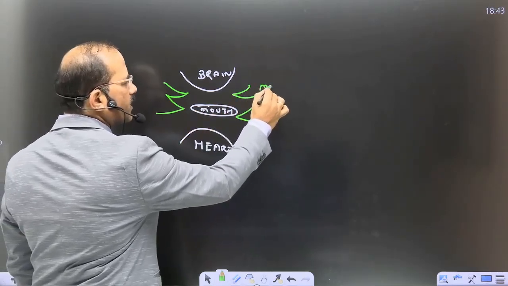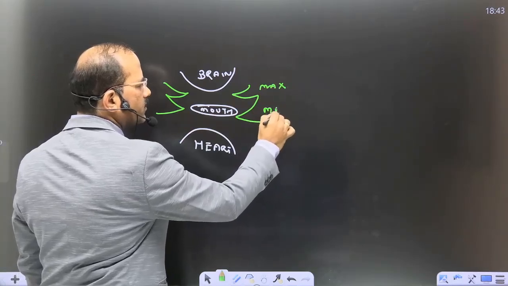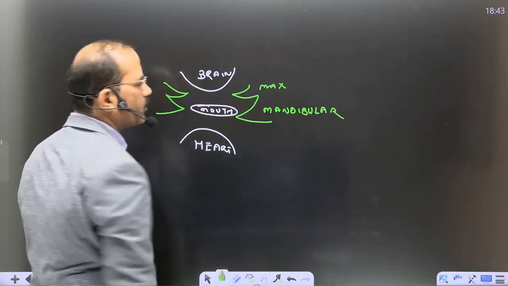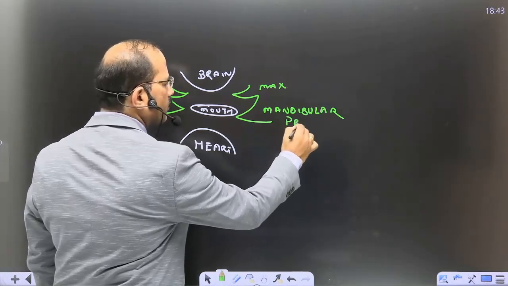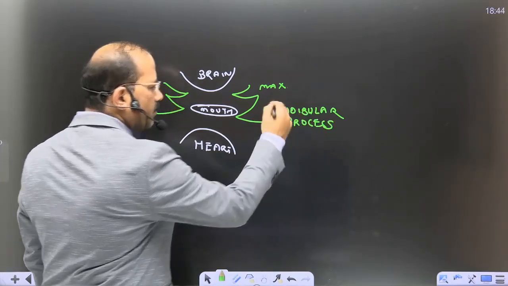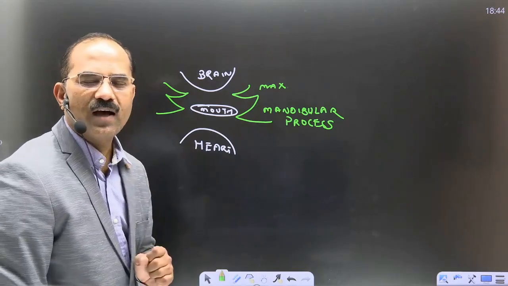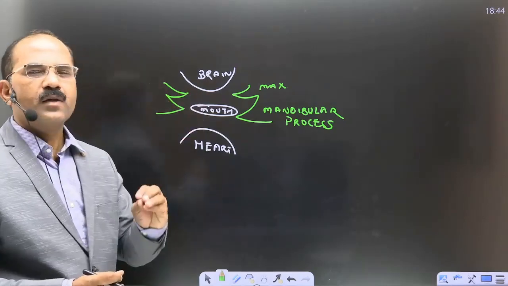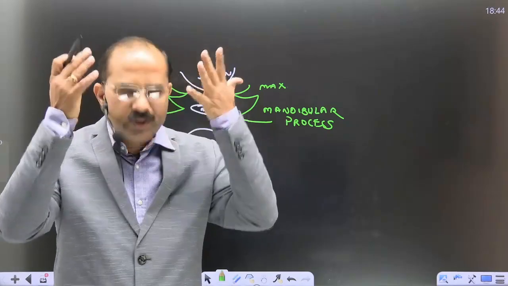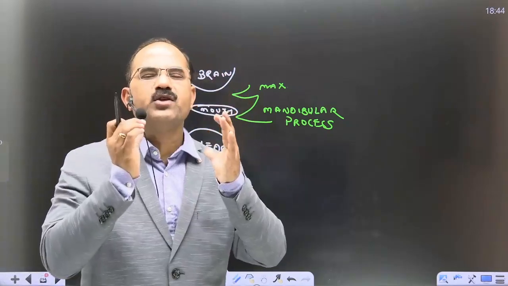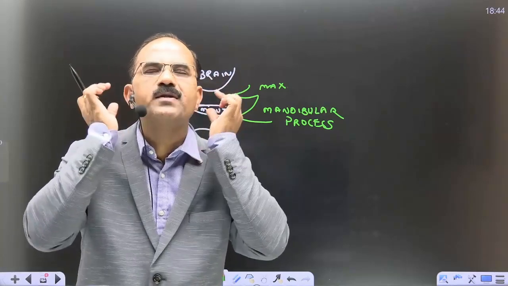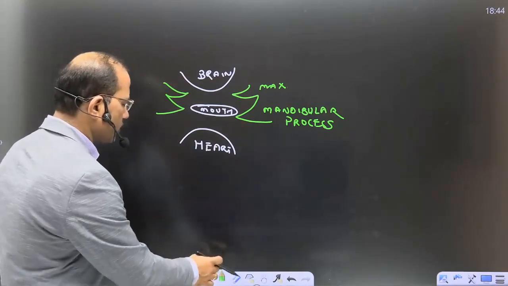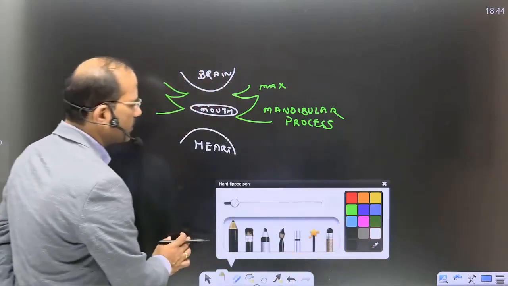So I write this as the maxillary process and I write this as the mandibular process. So the maxillary and mandibular processes are derived from the first pharyngeal arch. That's the mouth, that's the neural tube, that's the developing heart. The first pharyngeal arch divides into a maxillary process and a mandibular process. Now, in the next step, what happens? Clear now? This much is clear.